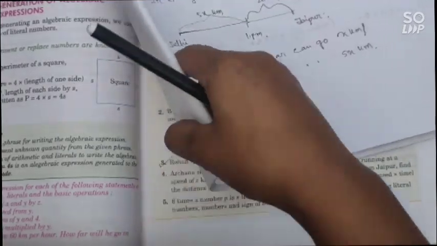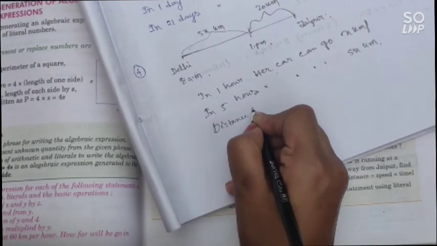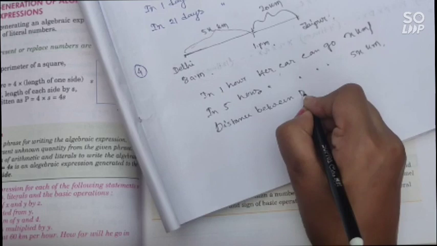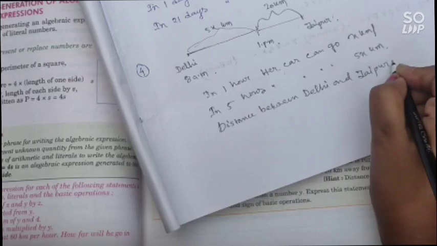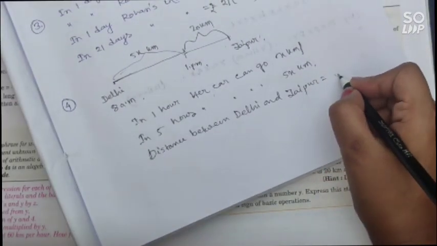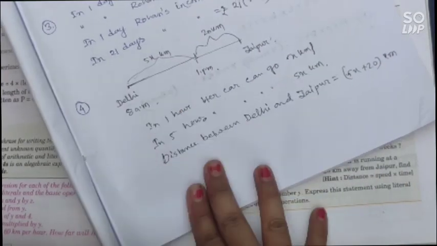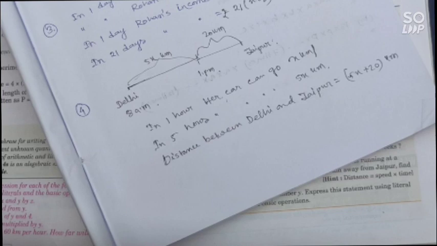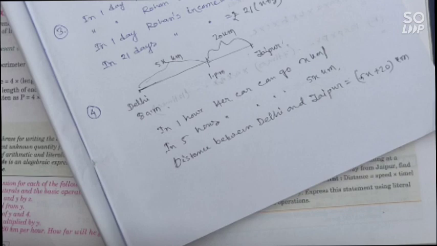So the distance between Delhi and Jaipur is 5x plus 20. Okay, is it clear to everyone? I hope all of you can understand. This is such a complicated question, so you have to understand this question carefully and then you will solve this question. Okay, I hope all of you can understand, but if you cannot understand, you will ask me.